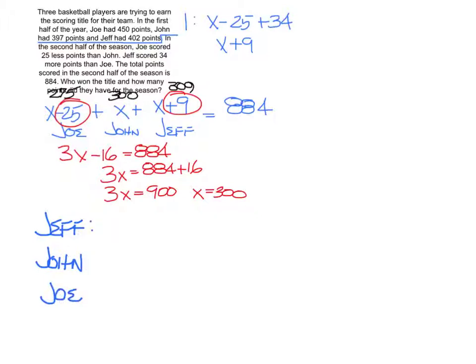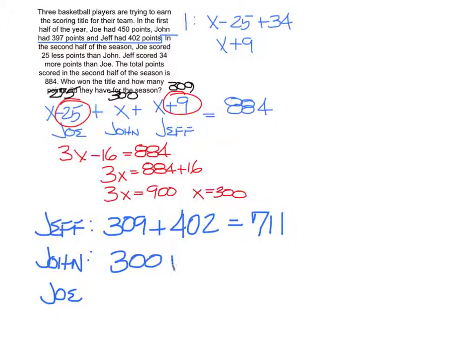All right, Jeff in the second half of the season, we found he had 309 points. How many points did Jeff have in the first half of the season? 402. When I add those two numbers together, what do I get? 711. Now, John, in the second half of the season, we found he scored 300 points. How many points did he have in the beginning? John had 397. How many points did he have altogether?